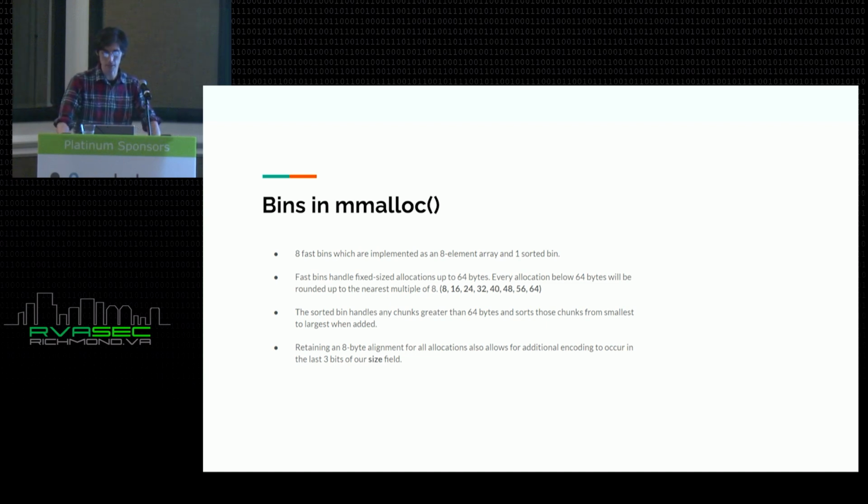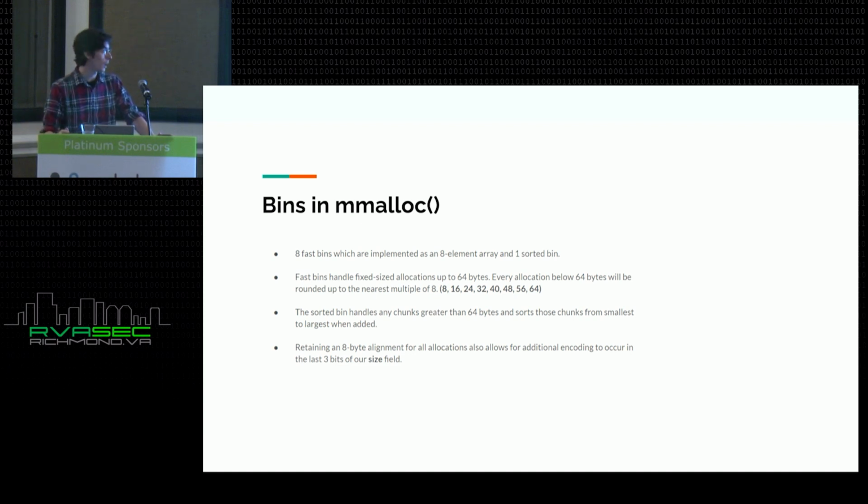The sorted bin handles any chunks that are greater than 64 bytes, and it sorts those chunks from smallest to largest when added. So like we said, it needs to be implemented as a doubly linked list. In order to do that sorting, it needs to be able to insert and extract from the list. In this implementation also, I did retain an 8-byte alignment for all allocations, including over 64 bytes.